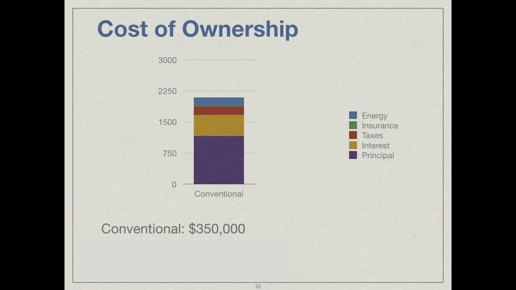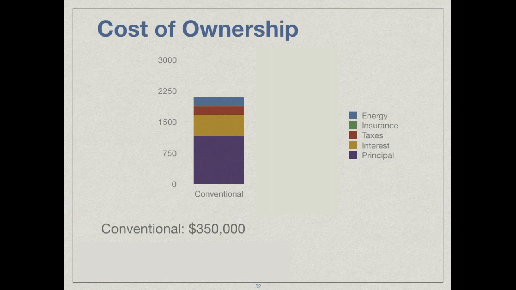Let's look at the cost to own the home on a monthly basis. If you built a conventional home for $350,000, you have to pay principal, interest, taxes, insurance, and every month you get a bill for energy. Now, your lender does not consider the energy when they're qualifying you for a certain amount of loan payment, but they should, because you get that energy bill every month and you have to pay it.